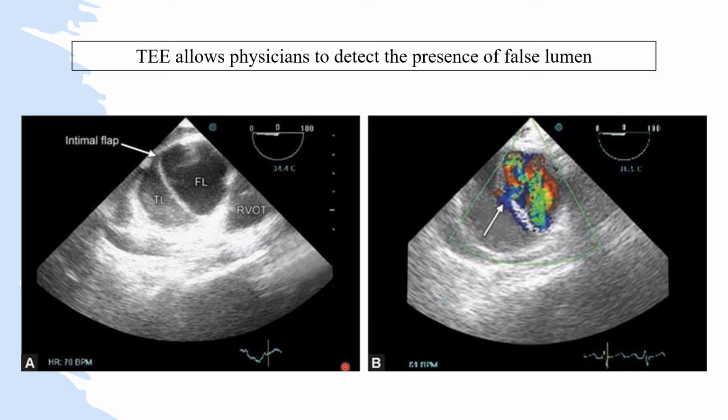This is the transesophageal echocardiography, and it allows the physicians to detect the presence of the false lumen. If you look right here, we have the true lumen, and here's the tear that led to the false lumen. And again, the false lumen looks way bigger than the true lumen. And if you notice, it doesn't give you a really big image of the descending aorta. It's just a small segment of the aorta.